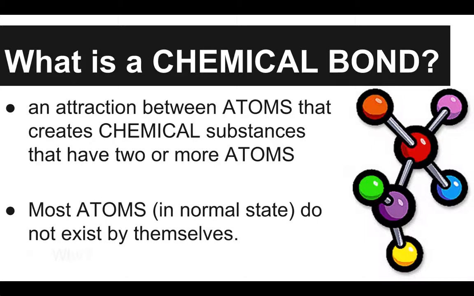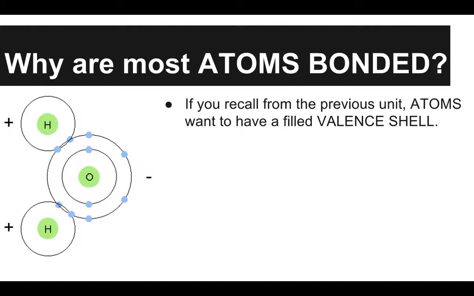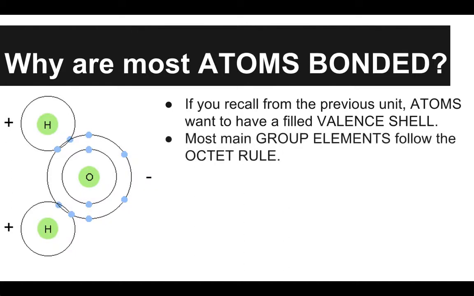Okay. Now there's a reason for this, and if you remember, it's related to what we went over in the previous unit, that atoms want to have filled valence shells. The universe wants the elements to have filled valence shells, and most main group elements follow this octet rule, and the basis of the octet rule is they want 8 electrons on that outside shell. So when it has 8 electrons on that outside shell, it's most stable, and that is why atoms bond to begin with, because they want those 8 electrons on the outside.